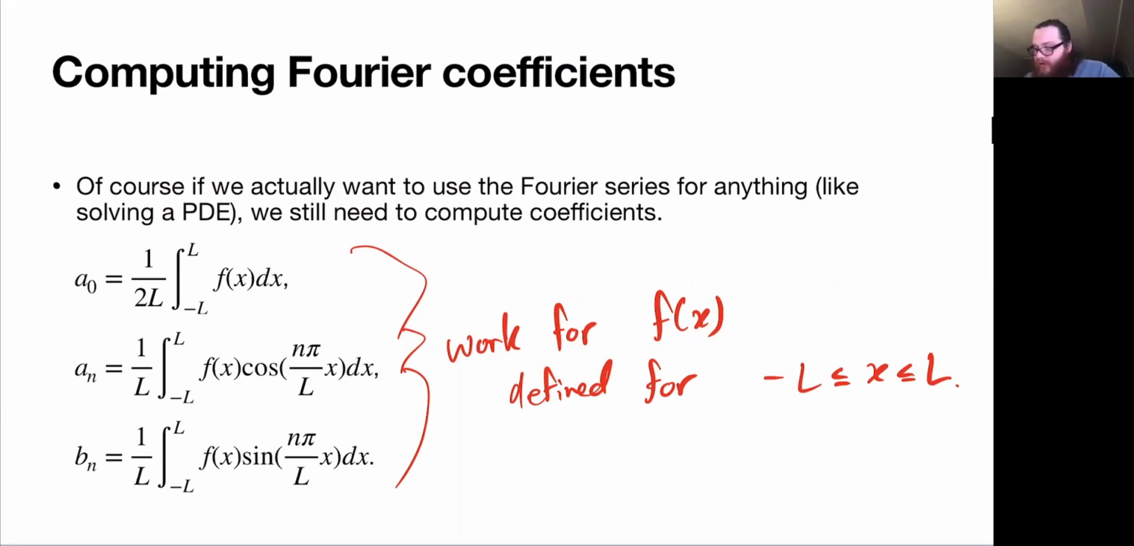Great. And so up next, one point I made was that all of these formulas work when your function is defined from negative L to L. And so one question is, what if you only know the function from 0 to L? Can you still use this framework? What do these formulas look like, et cetera? And that's what we'll start talking about in the next chapter.